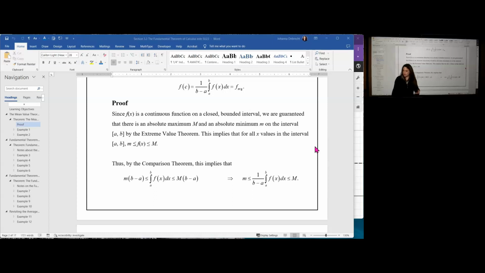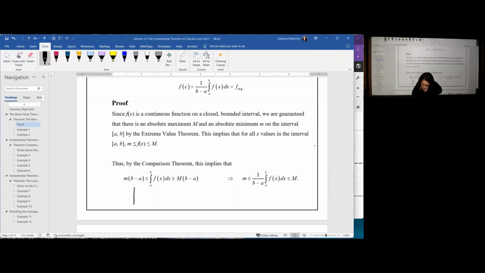Let me draw a picture just to remind you of what this is doing. Let's suppose again that we have an interval from a to b, and we have a continuous function on a to b. Probably I need to draw a better function. There we go. Now, we know that the center part of the inequality is giving us the area under the curve between a and b. And we can shade that in with yellow now.